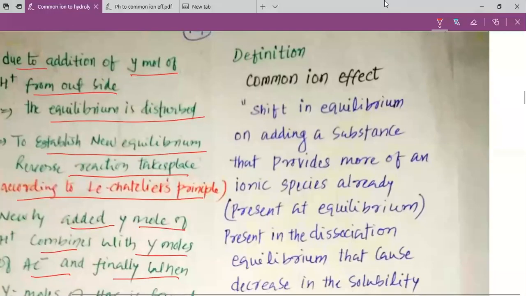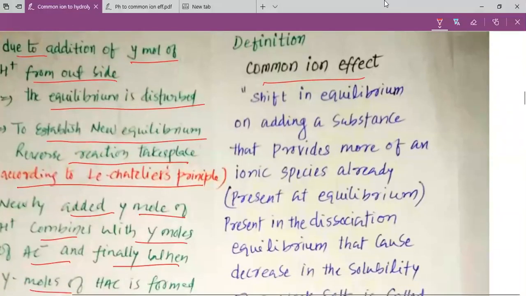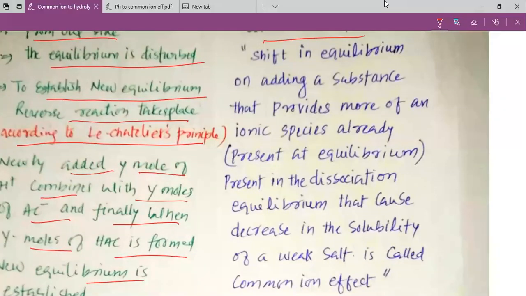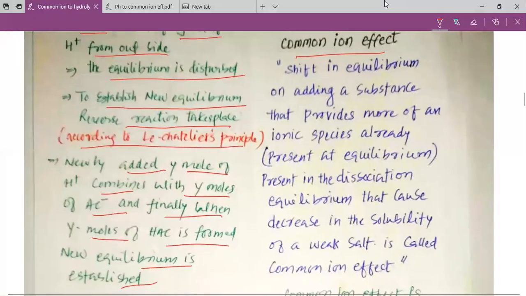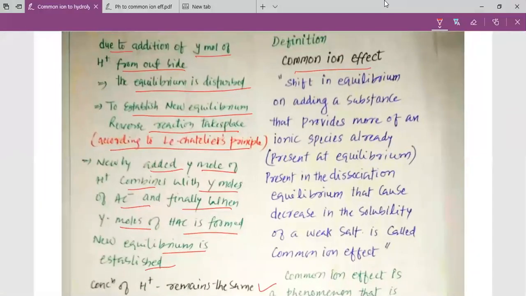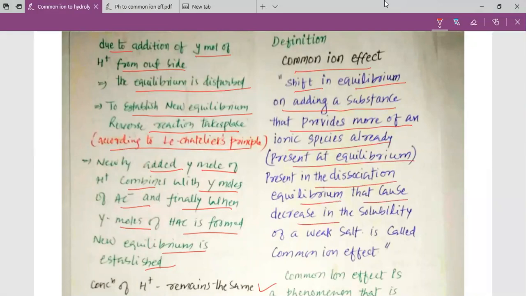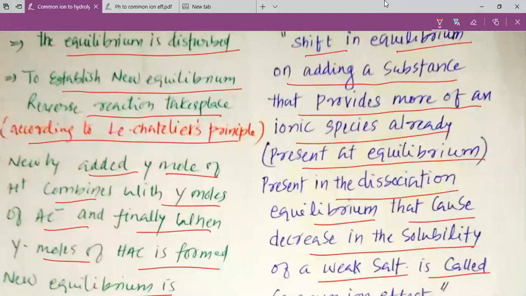Now let us understand the definition of common ion effect. What is common ion effect? The common ion effect we can define in this manner: the shift in equilibrium on adding a substance that provides more of an ionic species already present at the equilibrium, or present in the dissociation equilibrium, that causes a decrease in the solubility of a weak salt or weak substance, is called the common ion effect. Please remember, my dear students, this is how we define the common ion effect.